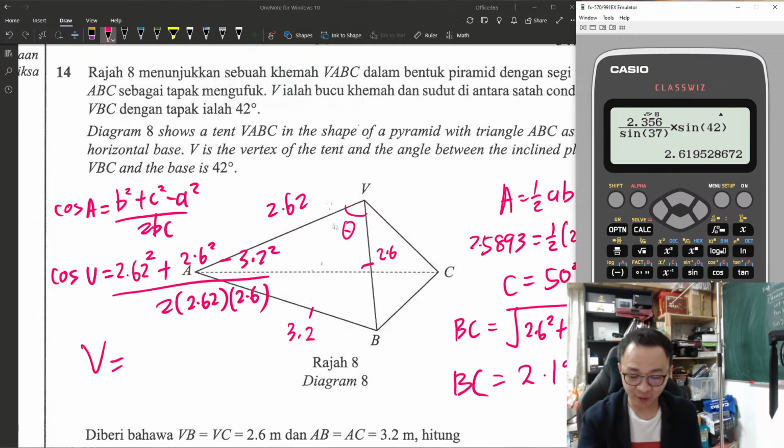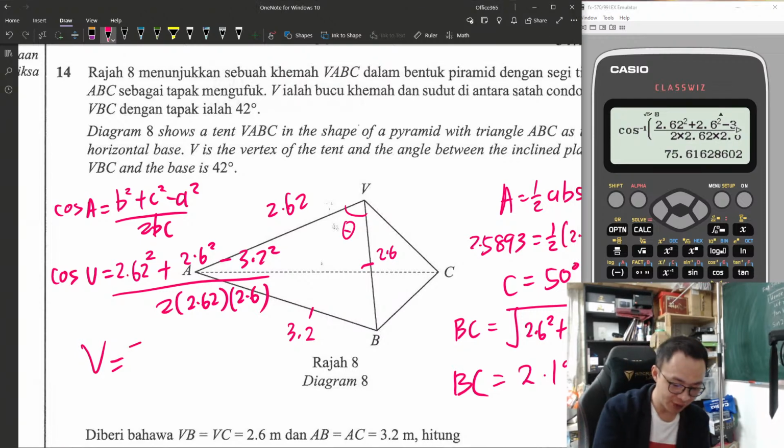Alright, I can straight away find. So I will type in the calculator. You see how lazy I am. I straight away type cos and insert the whole thing: 2.62 squared plus 2.6 squared minus 3.2 squared over 2 times 2.62 times 2.6. Enter. So this one is about 75.62 degrees.